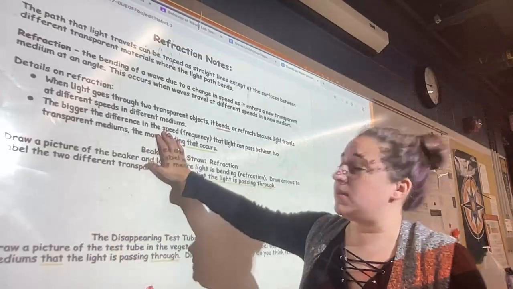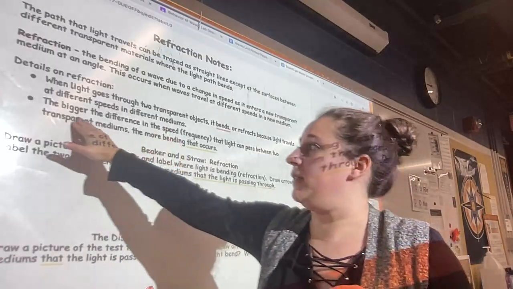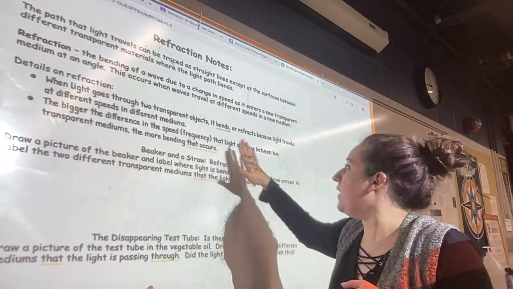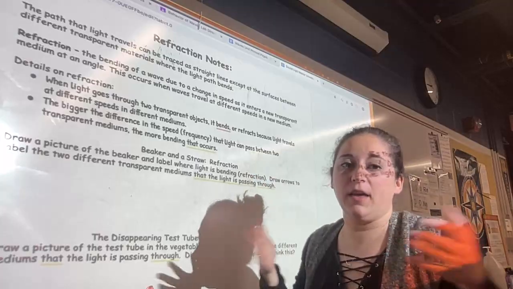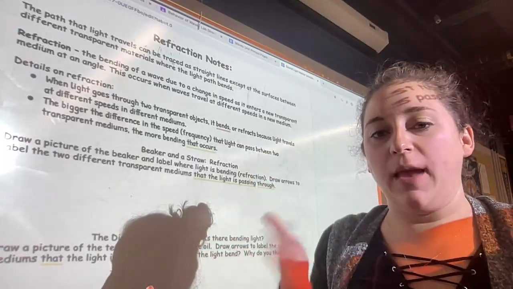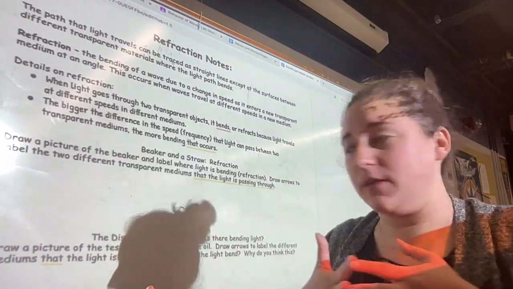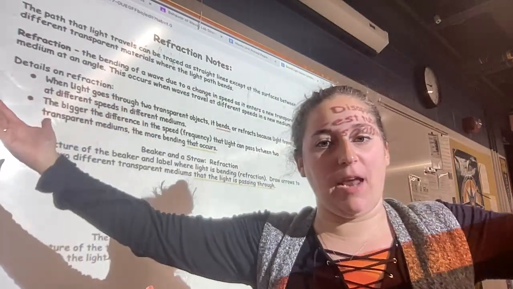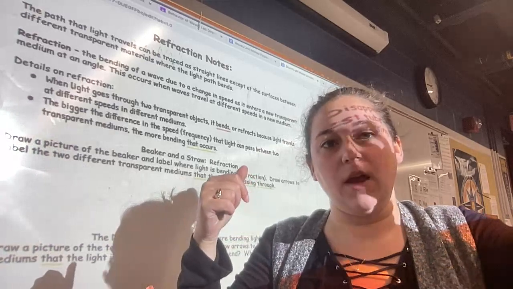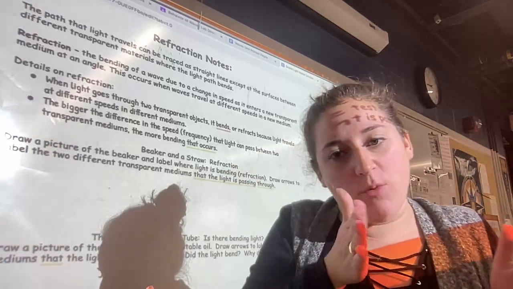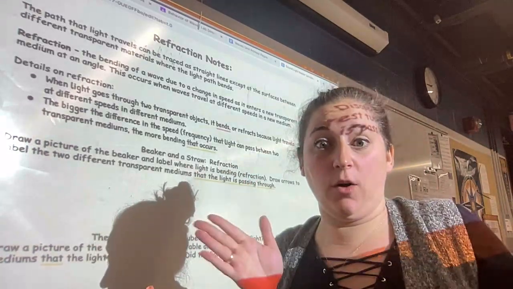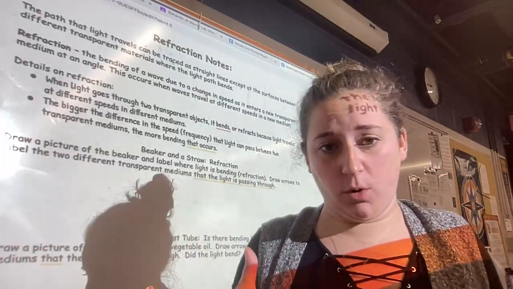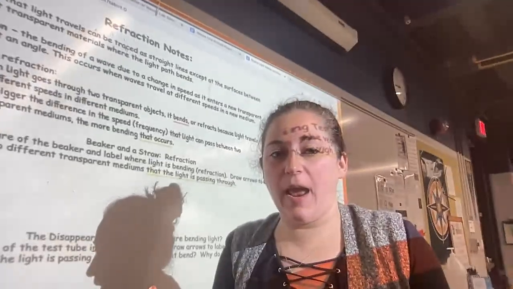The other thing that's important to remember, because this will come up in some of the labs that we do, is that the bigger the difference in speed that the light is passing through, the more the light will bend. So if glass has a bigger difference in speed than air, and air and water have a closer speed, it will bend less through air and water than it will through air and glass, because the bigger change in speed causes more bending.